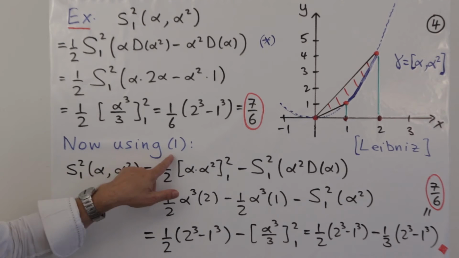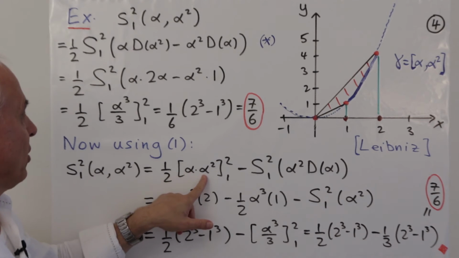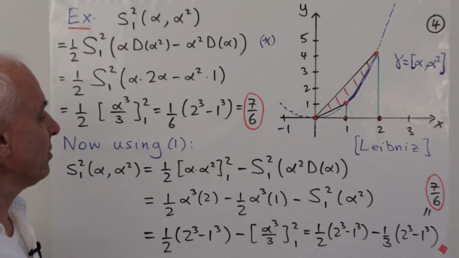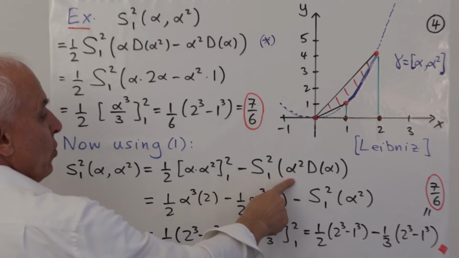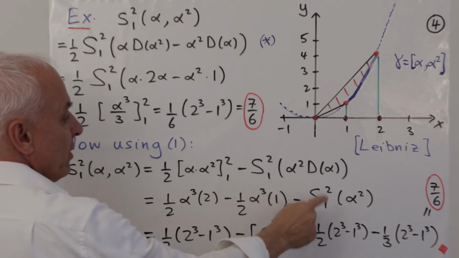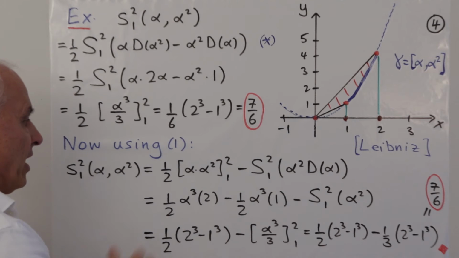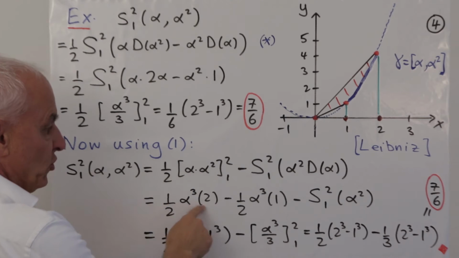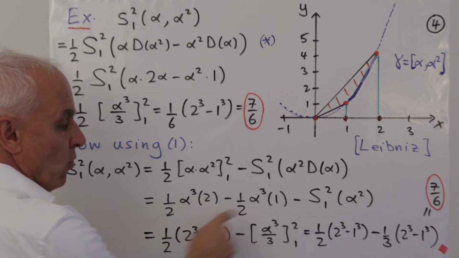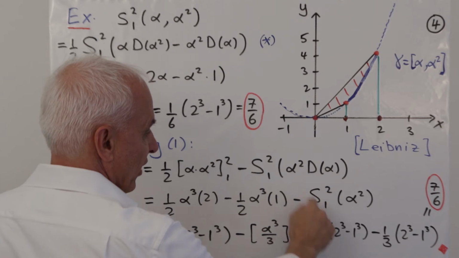Now let's have a look at the alternate formula 1, which is that the same signed area is 1/2 of p times q from 1 to 2 minus the integral from 1 to 2 of q dp. Q is alpha squared, dp is d of alpha. What does this amount to? Well, there's an alpha cubed inside here, so we have to evaluate this alpha cubed at 2. We have to subtract the evaluation at 1. That's that difference there. And here we're integrating from 1 to 2. This just ends up being alpha squared.